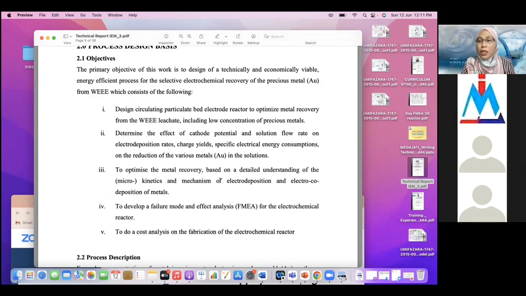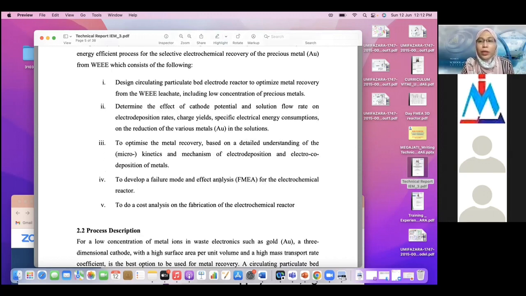So if you are doing operation and maintenance, so you can write the objective. What is the problem and what kind of solution that you made lah. Dan ada juga bila operation tu, what kind of operation that you handle, okay, something like that. Okay, so this one is design. Apa yang saya design, selective particulate bed electrode reactor, okay, and then determine the effect. This one banyak electrochemical lah, okay. And then saya ada optimization, okay, and then to develop a failure mode and effect analysis. Okay, and then the last one is to do the cost analysis on the fabrication of electrochemical reactor.